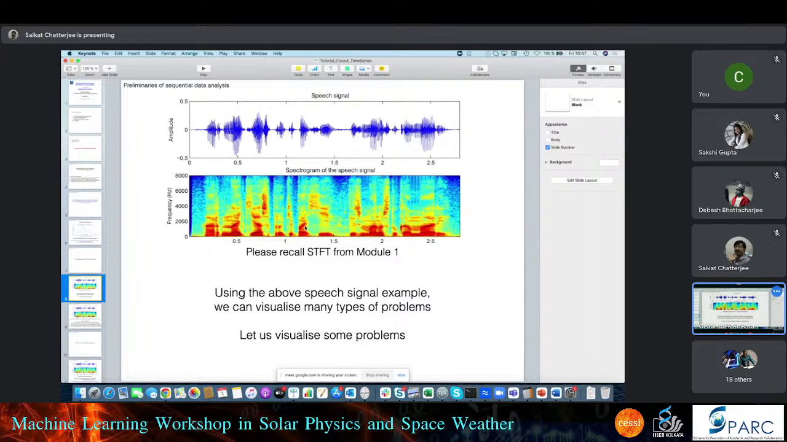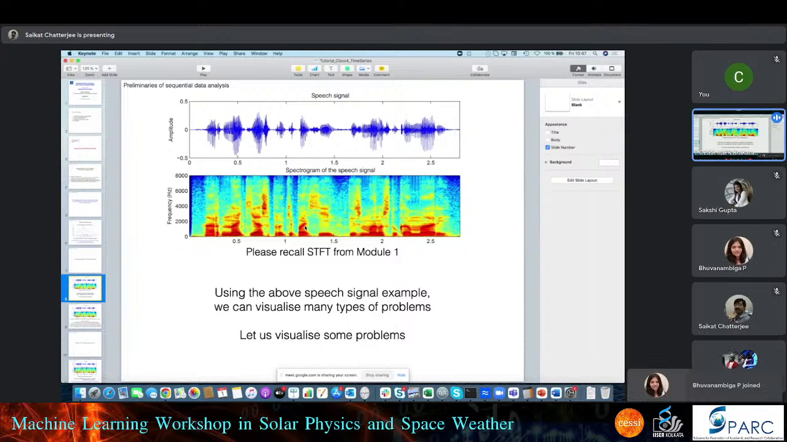Okay, so wavelet transform also you can do. That is also a time frequency analysis. This is an easier time frequency analysis, but this is window wise.